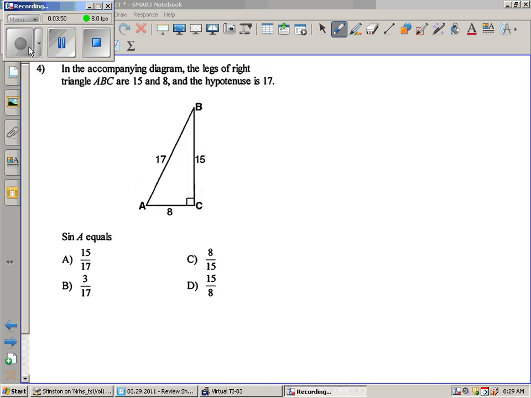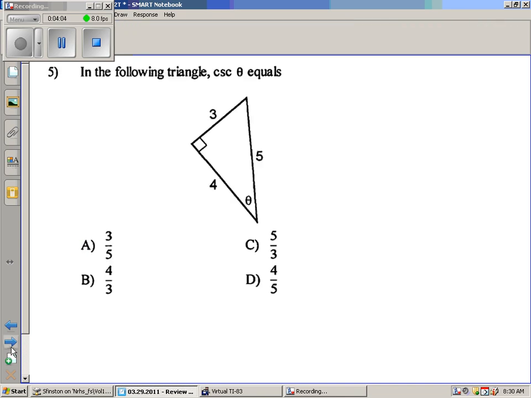All right, let's do this. In the accompanying diagram, the legs of that right triangle are 5, 8, and 17. The sine of A, 15 over 17. What a joke. What's the cosecant of theta?